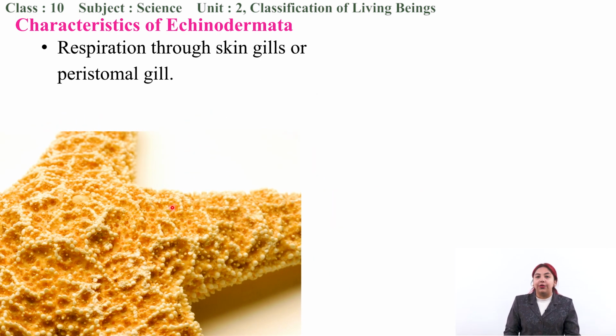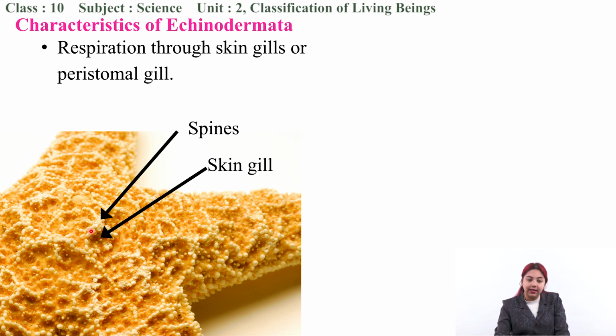Now, let us talk about respiration. Respiration occurs through skin gills or peristomal gills. This is the surface of a starfish. You can see that these are all the spines, and gills are present in between this region, and since they are present on the surface of the body, on the skin, they are also known as skin gills. So, respiration in echinoderms occurs either through skin gills or peristomal gills.